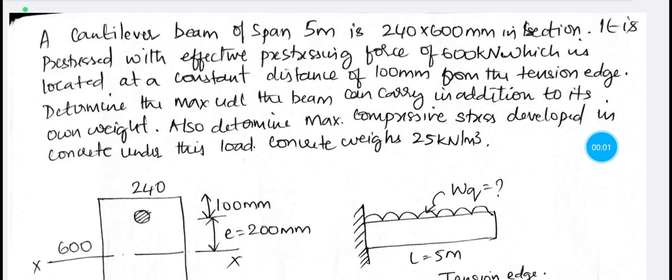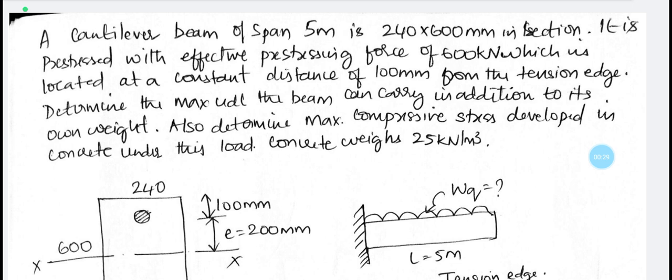A cantilever beam of 5 meter span is 240 by 600 mm in section. It is pre-stressed with effective pre-stressing force of 600 kN, which is located at a constant distance of 100 mm from the tension edge. Determine the maximum UDL the beam can carry in addition to its own weight. Also, determine maximum compressive stress developed in concrete under this load. Concrete weighs 25 kilonewton per meter cube.